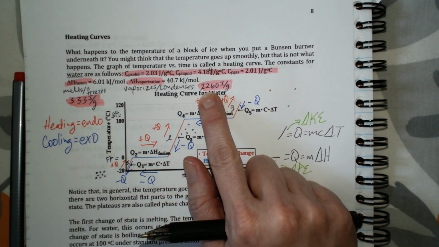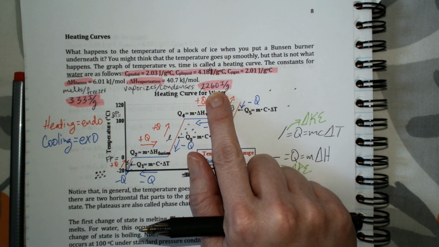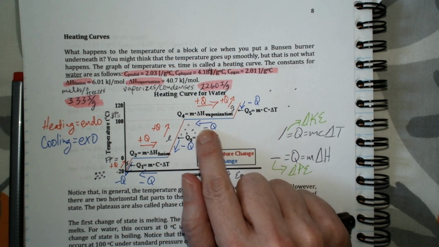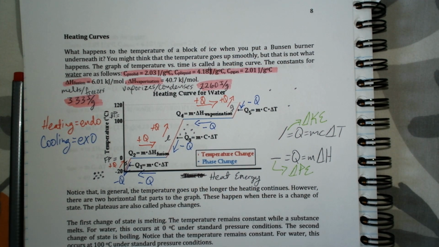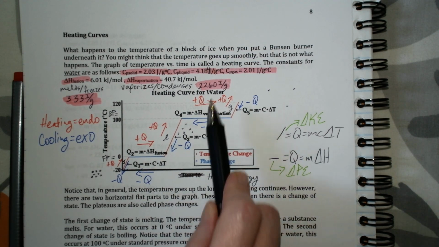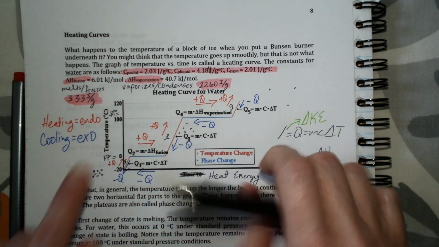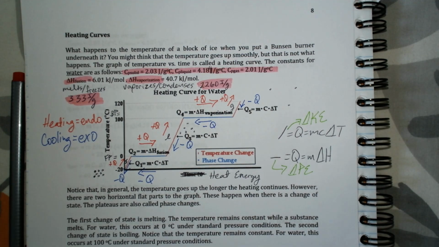Okay, the heat of vaporization is 2,260 joules per gram. That's a lot more energy, and so that's a much larger line. It's typically not drawn perfectly to scale, but you should see this line bigger than this one because this energy is greater than this one for the same exact mass. Okay, all right, so that's all the conceptual.